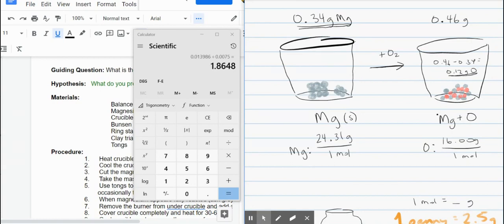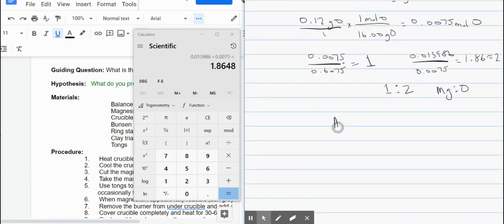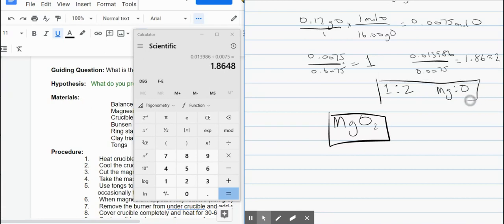So my formula would be 1 magnesium, you could just put Mg, and oxygen, if I have 2 of them, that's going to have a subscript 2. Okay, so this is my final answer for the lab.